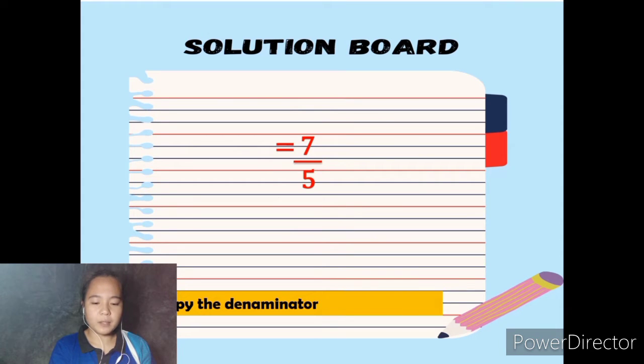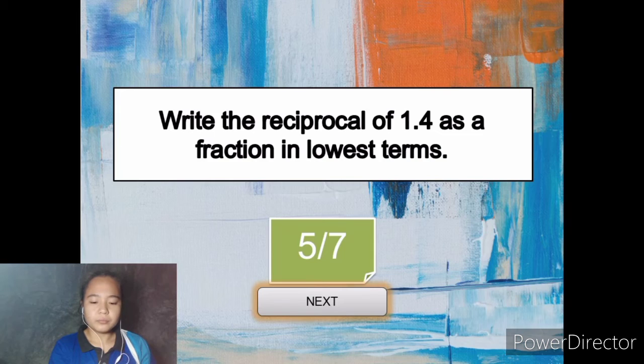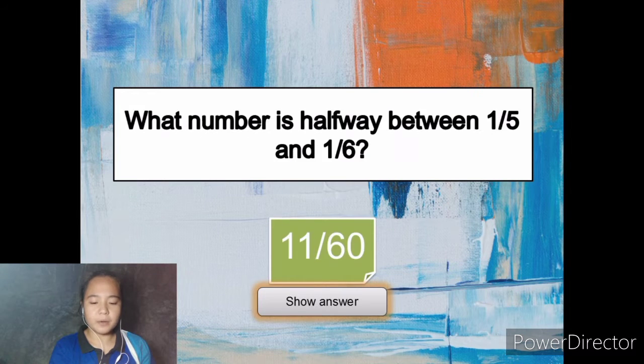7/5. Ang sabi kasi dito, reciprocal. So, ibig sabihin, babalikan na lang natin yung 7/5. Kaya magiging 5/7. So, yun yung solution kung bakit nakuha yung sagot na 5/7.